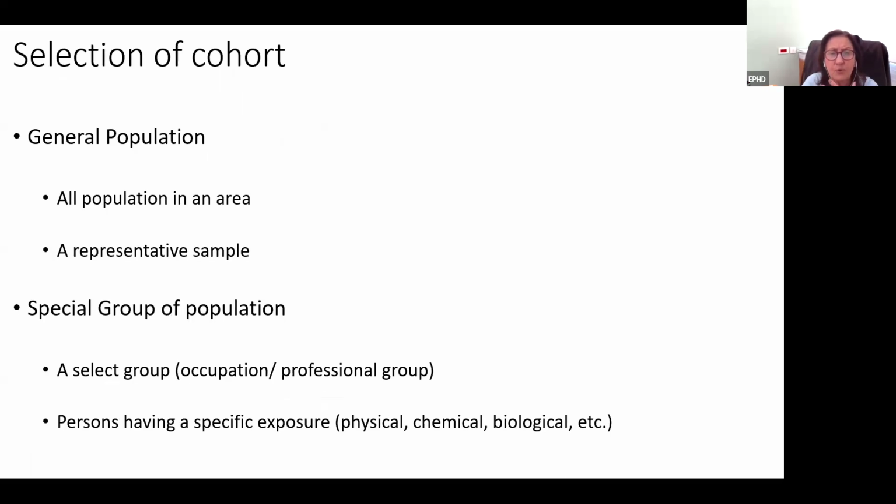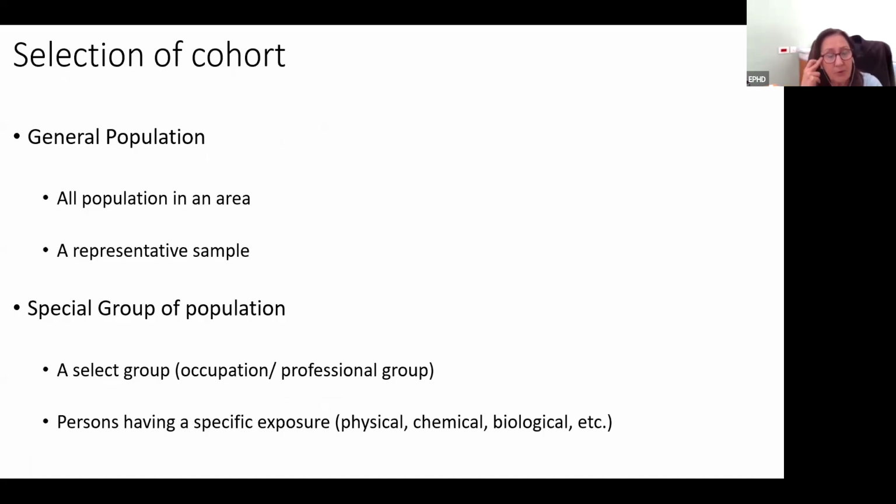So what type of cohort do we think about first? It could be a general population cohort, like the one we've done, all the population in one area, or a representative sample. Framingham and Rotterdam are all the population in an area. Framingham is 18 to 64.